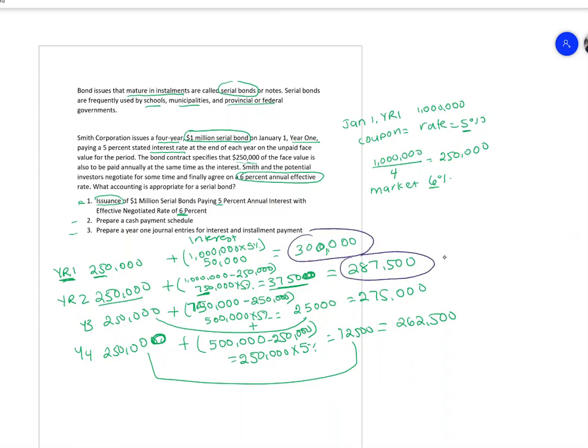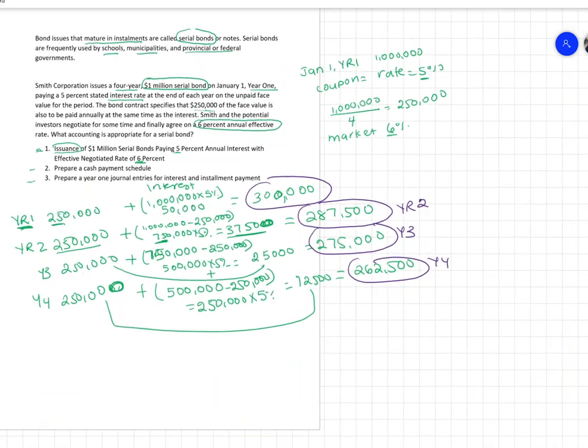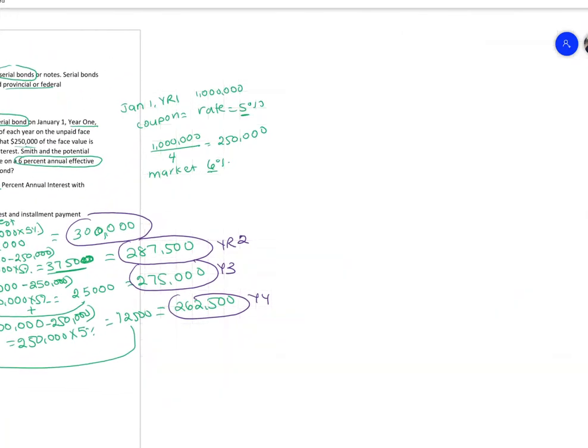Year two, we're making a payment of 287,500. Year three, 275,000, and year four, we're making a payment of 262,500. Now, can we calculate the present value of our payments? Yes, we could do it. So in this case, I'm going to do it at the side. And then how are you going to calculate the present value?